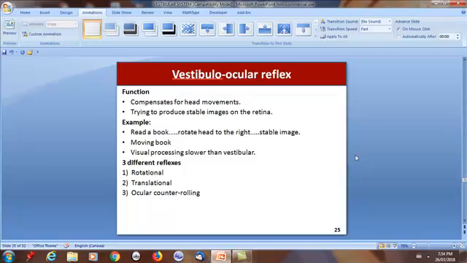So this ends the third and final segment of our vestibular unit. Next week in class we'll start discussing sensory motor integration.